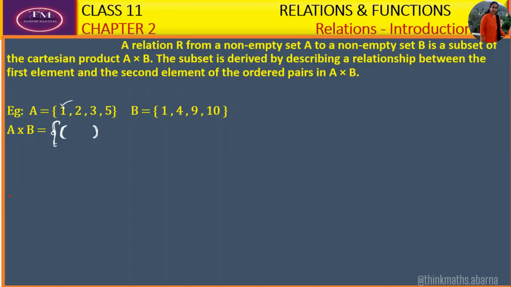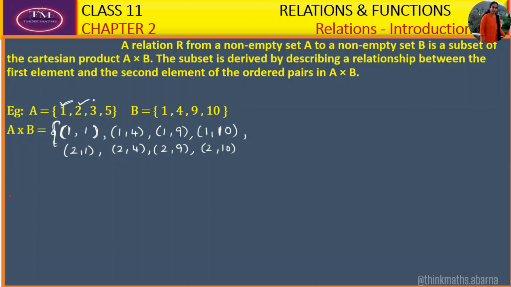Now we have to take all the ordered pairs. Take the first element, 1, and pair it with all the elements of B. So it is (1,1), (1,4), (1,9), (1,10). This is the pairing with the first element from A. Next take 2 and pair it with all the elements from B. So it is (2,1), (2,4), (2,9), (2,10).